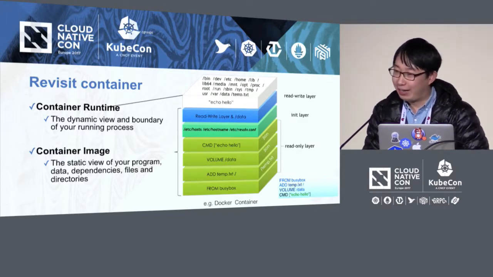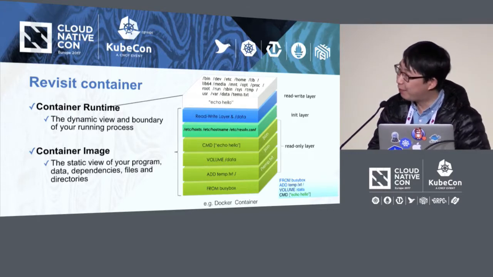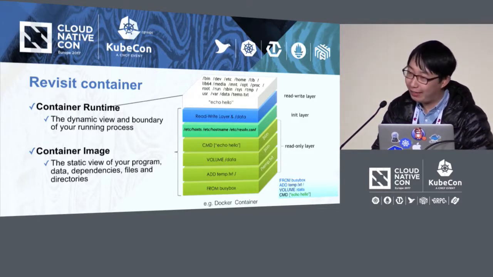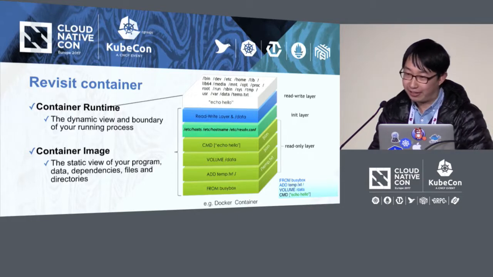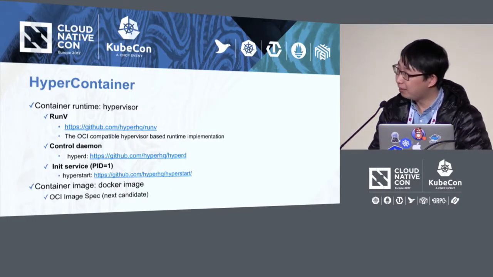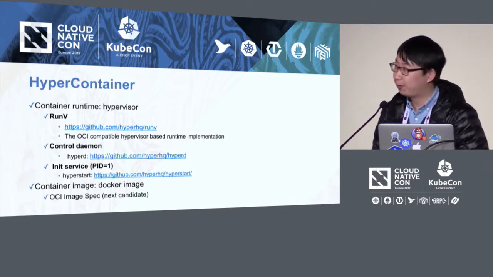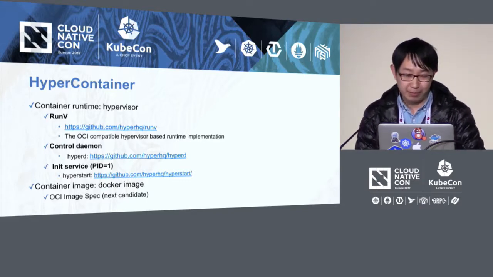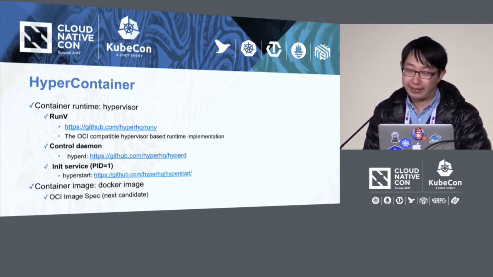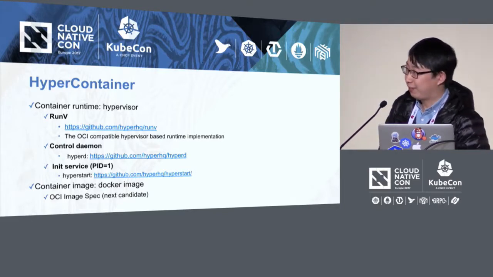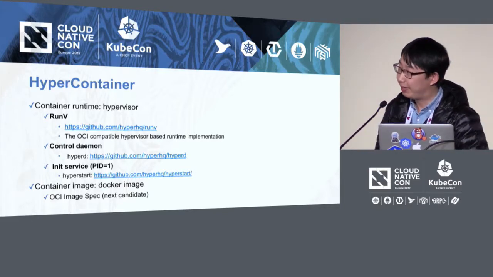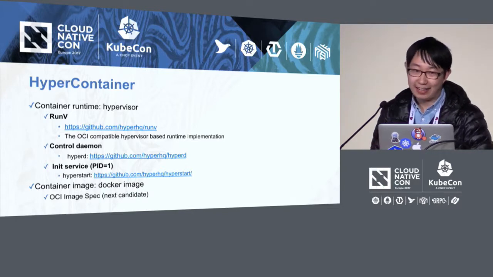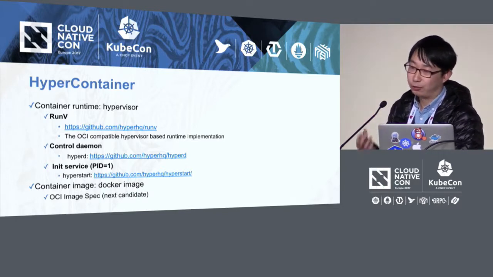This picture reminds us of what happens if we replace the container runtime part with a hypervisor-based one. That's HyperContainer. HyperContainer is composed of three small projects. The first one is the OCI-compatible hypervisor implementation, named Runv. Another project is the HyperDaemon, which is our own control daemon. And we also have a very important project, named HyperStart, which is the init service inside this small, lightweight virtual machine.